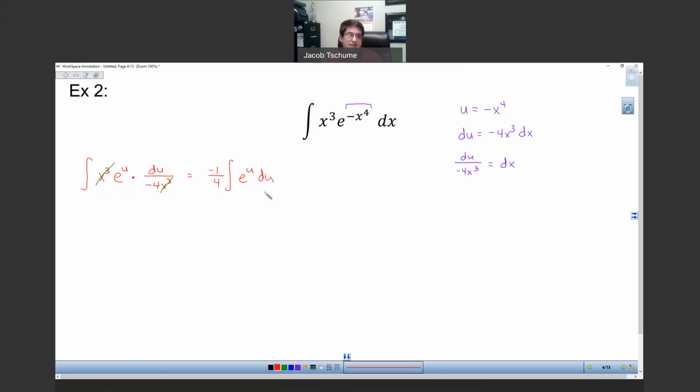That's one of your antiderivative rules you should know. The antiderivative of e to the u is just e to the u. It's indefinite, so we're going to put a plus c on the end. And then to wrap up your problem, you need to substitute your u back into your answer before you type it in your homework. So this is negative 1/4 e to the negative x to the fourth plus an arbitrary constant c. And that is your final answer for number 2. Once again, whatever the inside function is, since the negative x to the fourth was inside the e function, that's why we let it be our u.